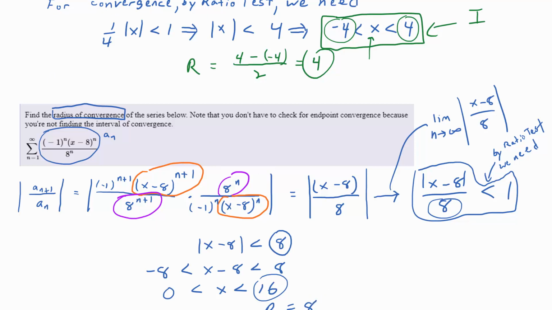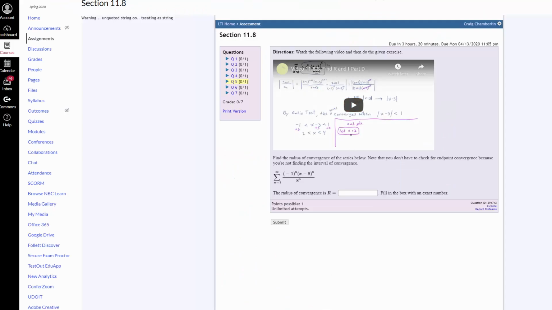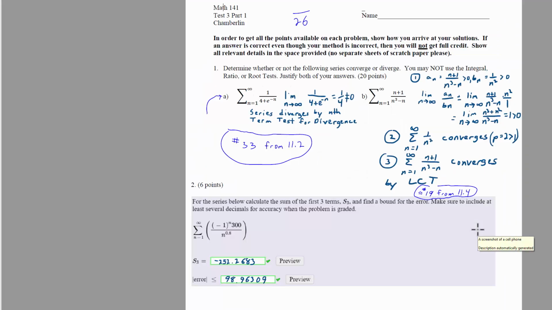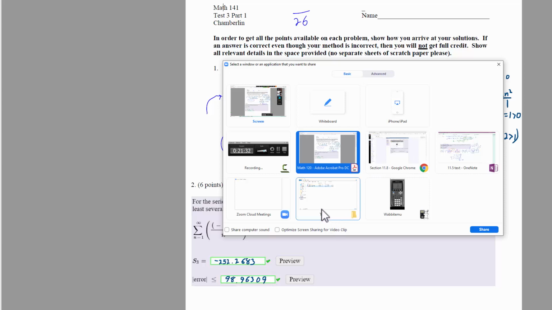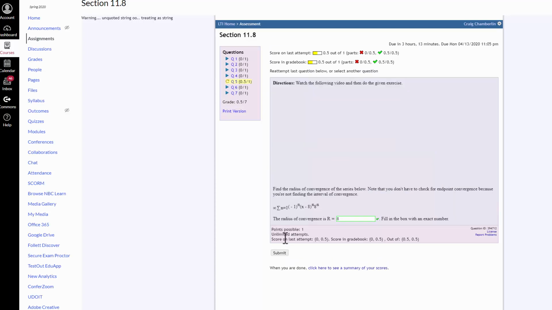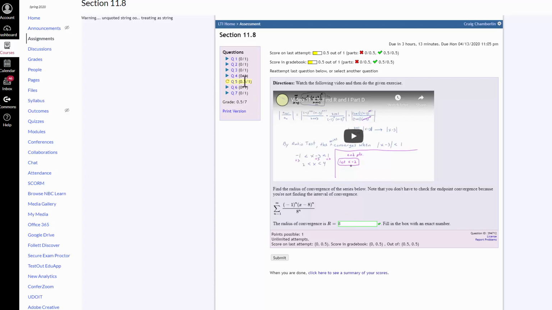So r equals 8, and then if you go to, let me switch the share. Oops, wrong thing. It's hard to tell. Here it is, I think. Okay, here it is. Yeah, if you go to the assignment and you stick in 8, it's only going to give you half credit. So if you look right here, it only gives you half credit. And that's because of the guy who programmed this question, which is me.